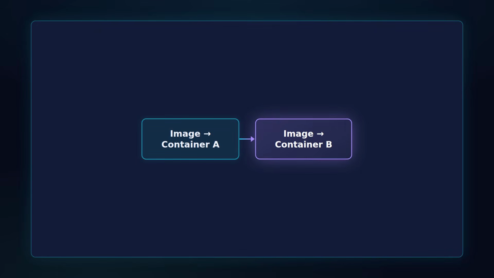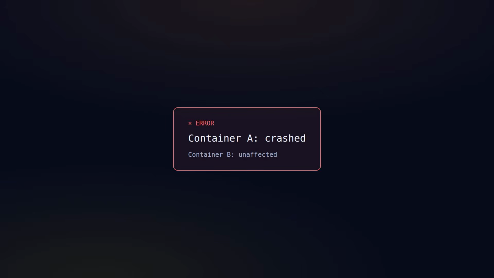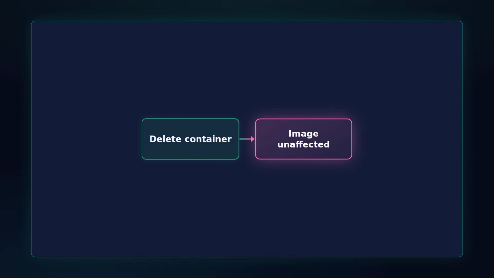One image, run twice, gives you 2 separate containers, like baking 2 cakes from one recipe. Each one thinks it has its own computer, its own files, its own node, its own everything. Crash one, and the other doesn't even notice. Delete one entirely, and the image itself doesn't even blink. It's still sitting there, untouched. That's the whole trick. Not magic, just a box built once and copied perfectly every time.